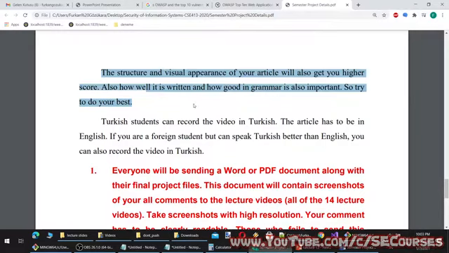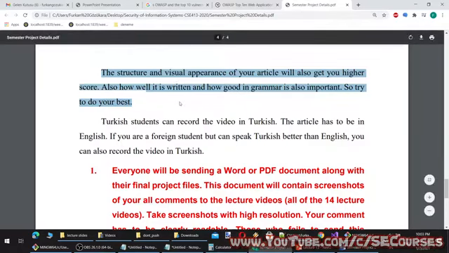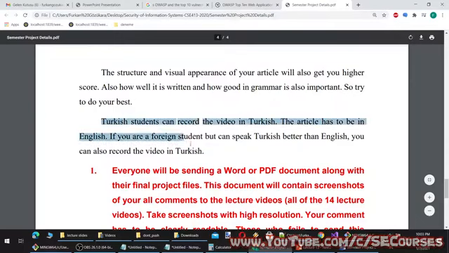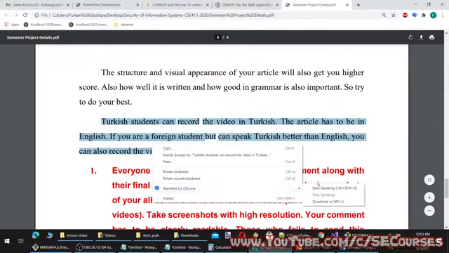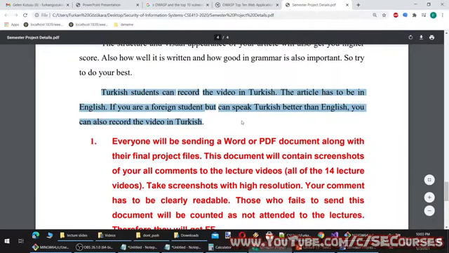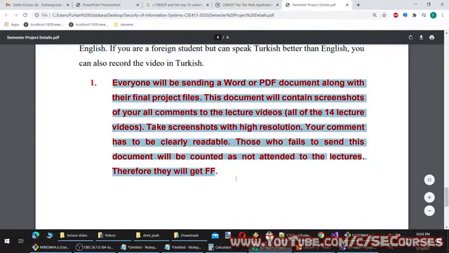The structure and visual appearance of your article will also get you a higher score. Also, how well it is written and how good the grammar is are also important. So try to do your best. Turkish students can record the video in Turkish. The article has to be in English. If you are a foreign student but can speak Turkish better than English, you can also record the video in Turkish.